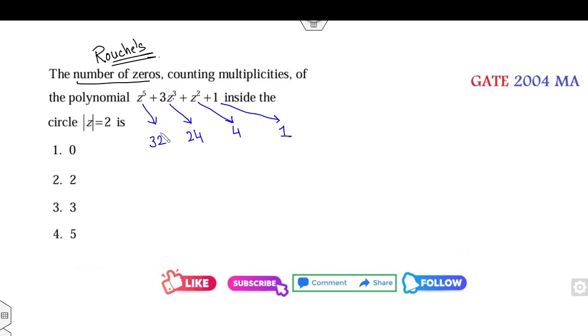So can you find the maximum value? Maximum value is 32. And you can see the sum of them is 29, which is less than 32. So the term corresponding to 32 is z raised to power 5. So the answer is 5, the required number of zeros.